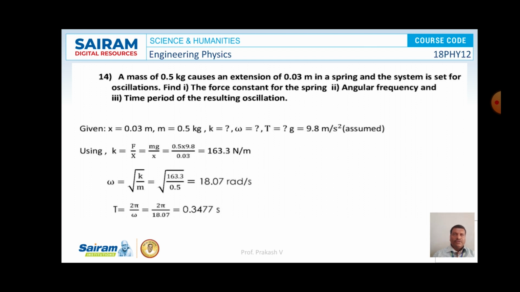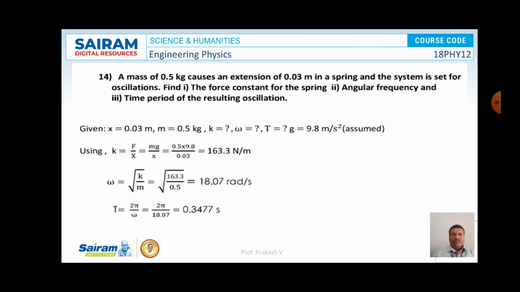Here the given x is 0.03 m and m is equal to 0.5 kg. So what is the value of k, omega and T? And the acceleration due to gravity is 9.8 meter per second square. We know the formula for k as F by x, that is mg by x. So 0.5 into 9.8 by 0.03. On simplification, the value of k is equal to 163.3 Newton per meter.